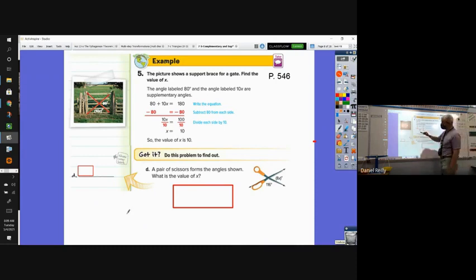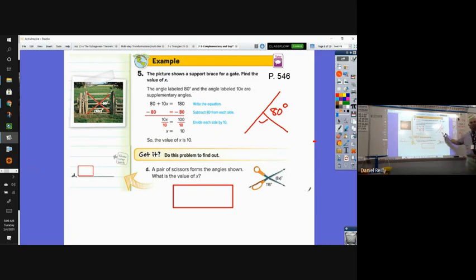This picture actually looks like this. This is 80 degrees, and the question is, what is this angle right here? Jordan, what is the measure of this angle right here? These two angles are supplementary, right? They make a straight line, which means they add up to how many degrees? The angle is 100, right?